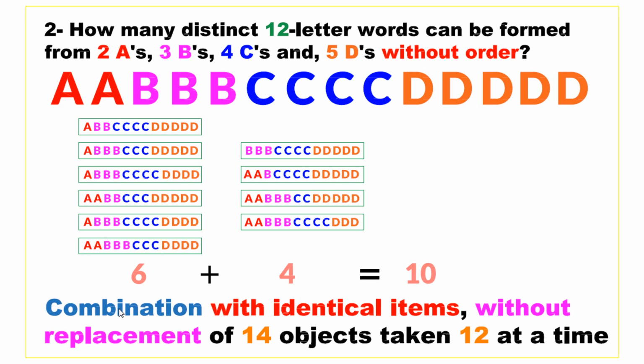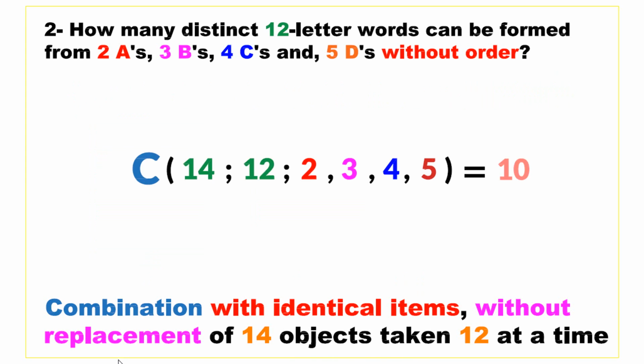And this is the combination with identical items without replacement of 14 objects taken 12 at a time. We can also write it in this form here: combination of 14 taken 12 with these identical items 2, 3, 4 and 5 and without replacement equals 10.